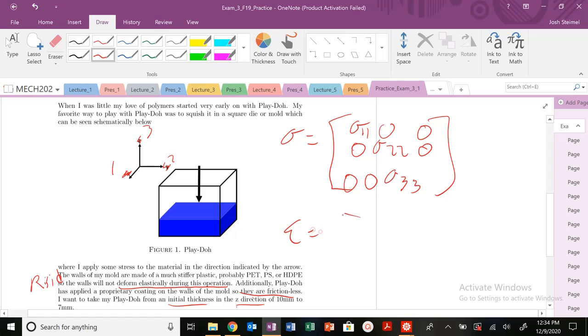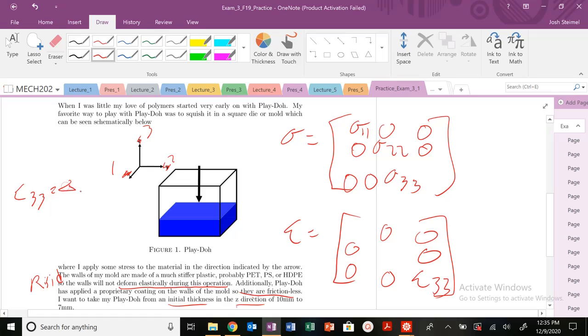We then know from our strain relation, equation 66 in our notes, that if our shear stresses are 0, our shear strains will also be 0. Let's get these out. Will there be a strain in the 3-3 direction? Absolutely, and it is the change in thickness over the initial thickness: the final thickness of 7 millimeters minus the initial 10 millimeters, divided by the initial thickness of 10 millimeters.